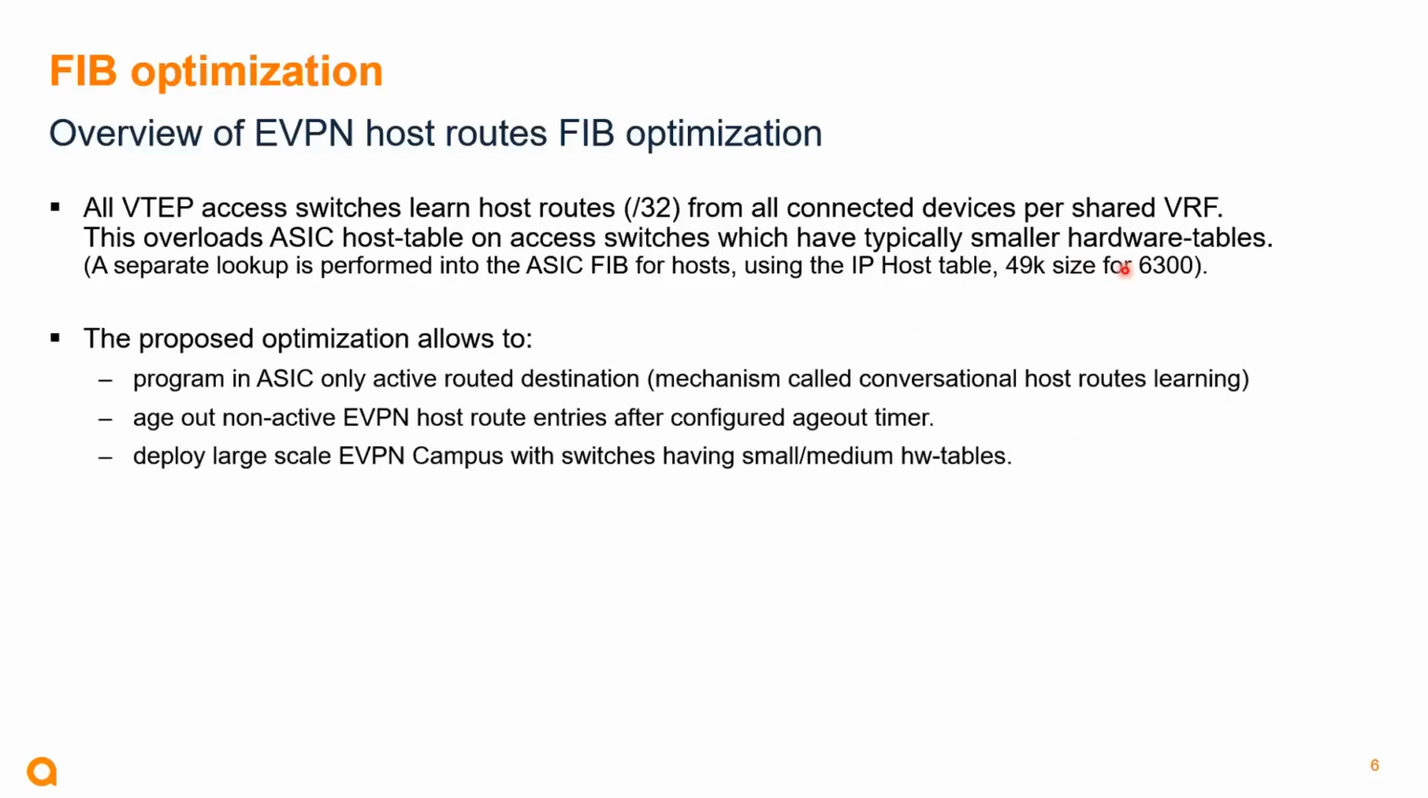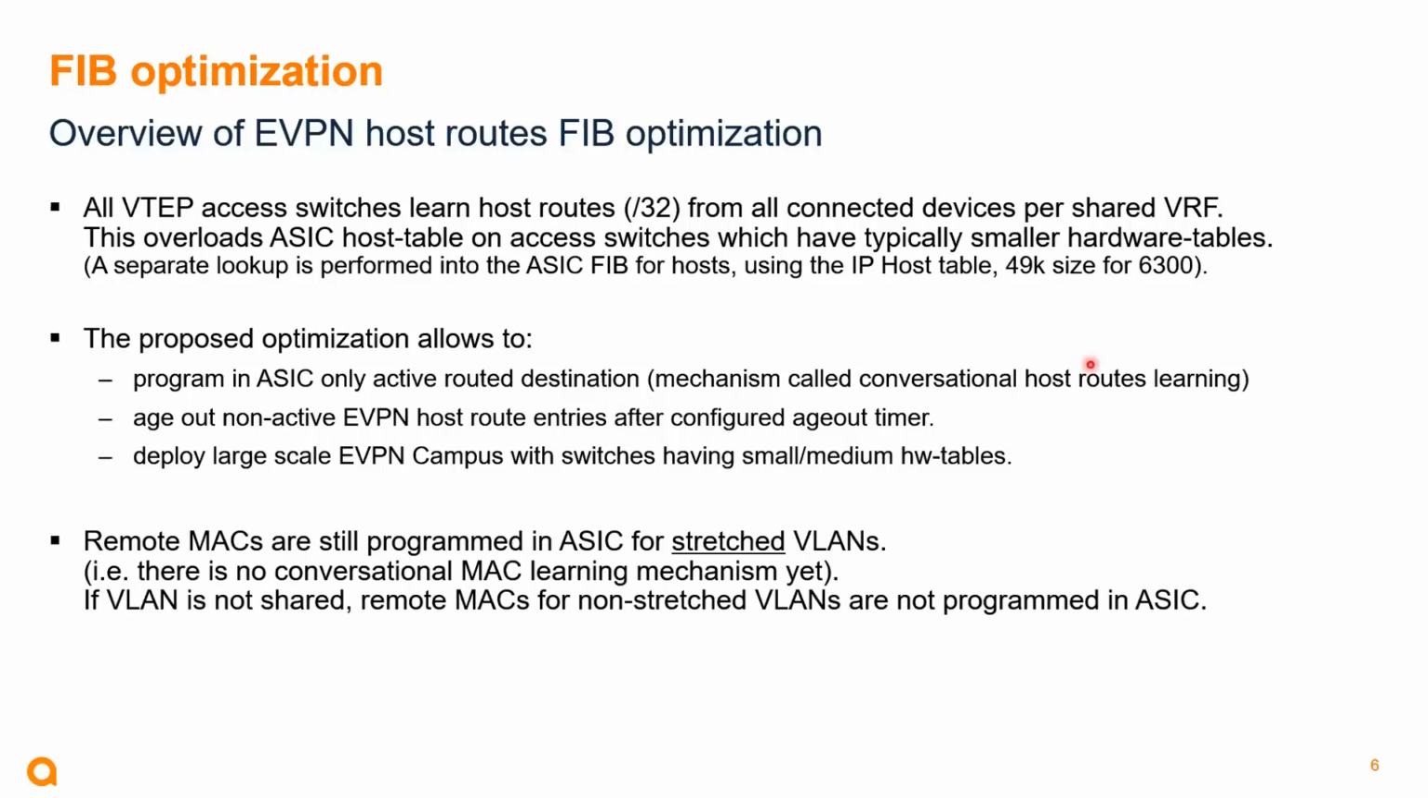For that, we propose an optimization that is to program into the ASIC only the active flows, only the routed destinations that are active. We'll do that through a mechanism that we call conversational host routes learning. We'll have, of course, an age-out timer for non-active flows. After the flow has been seen as not being active, we'll remove that entry from the ASIC. All of that will allow us to deploy large-scale EVPN campus, so this is quite important for a large account.